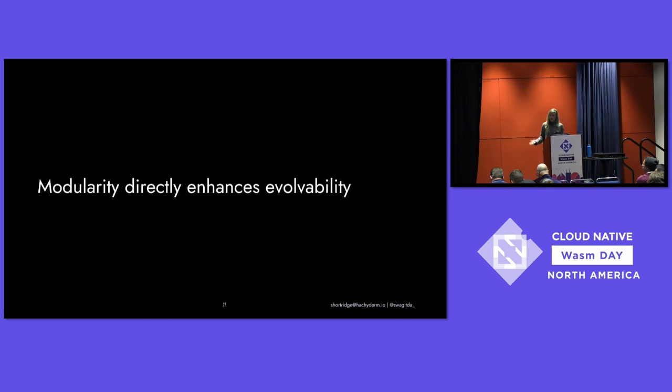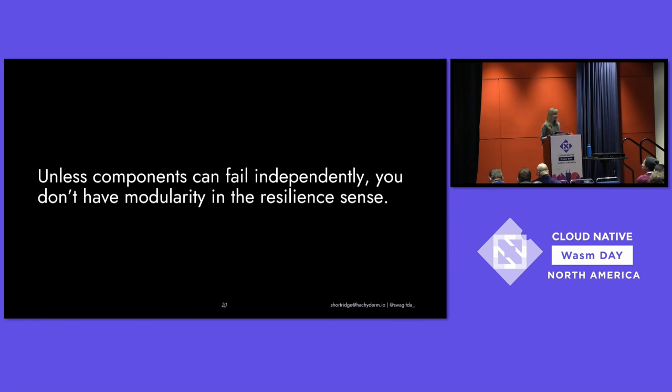So what we see in biological systems is that modularity directly enhances evolvability because modularity keeps systems adaptable. Again, the world is constantly changing around us, right? So having decoupled components that can change independently keeps the system flexible enough to keep up with an ever-changing environment. Unless components can fail independently, you don't really have modularity in the resilient sense.